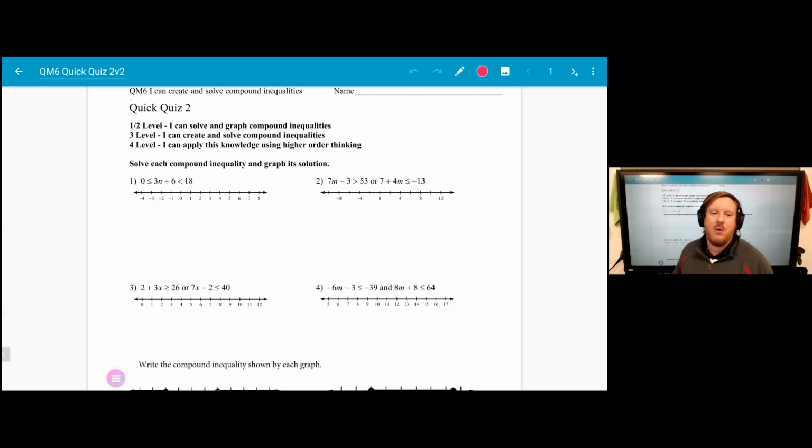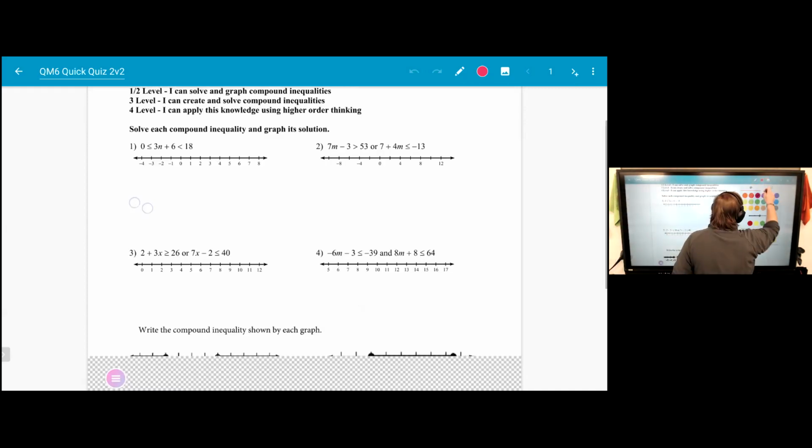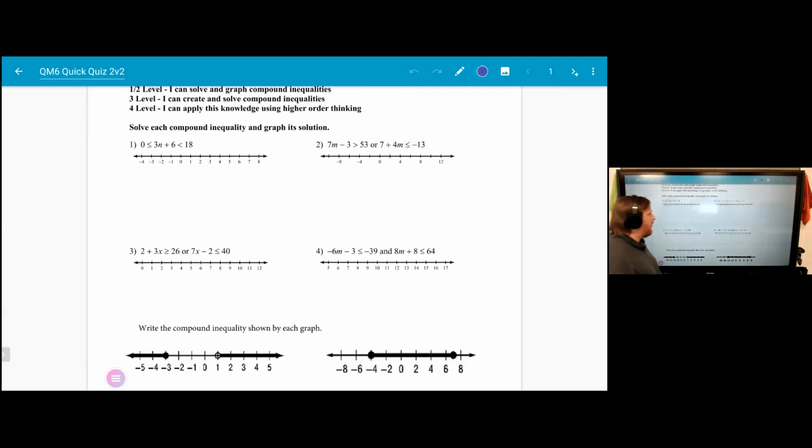That's all right. Here we go. This is solve each compound inequality and graph its solution. So let's go ahead and do that. I'm going to do two examples up top, and then I'll put the solutions for the other two. I'll do 1 and 3 as examples here. I'll leave 2 and 4 for you to do and check.